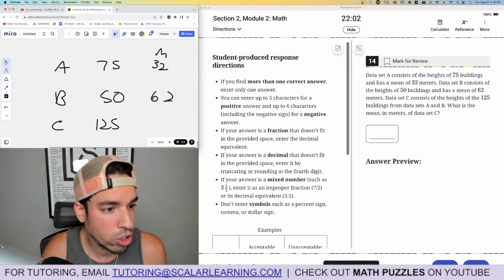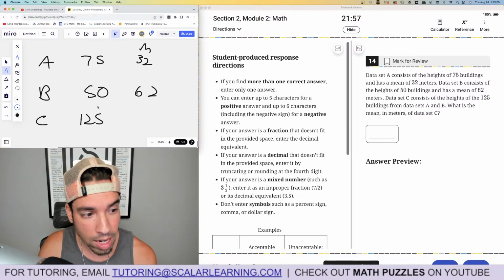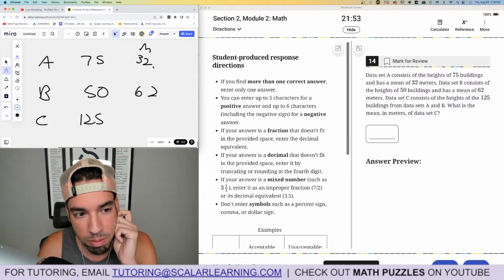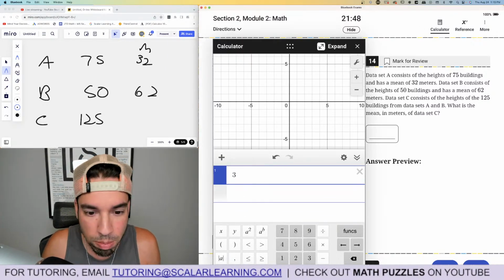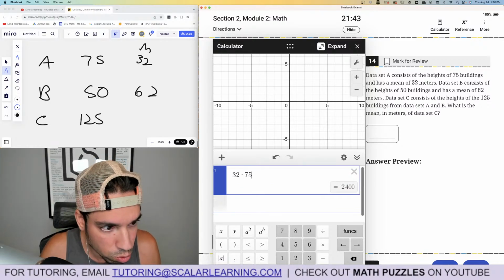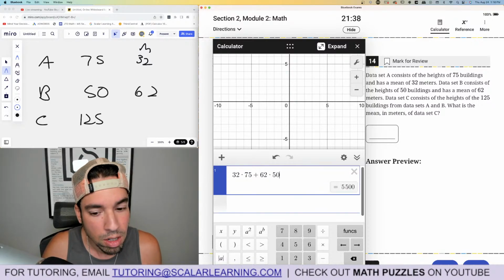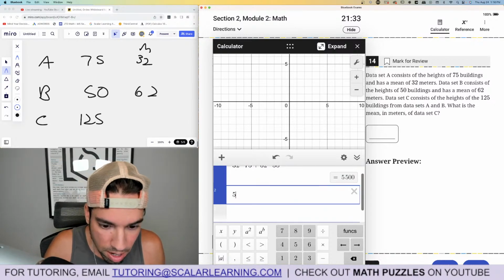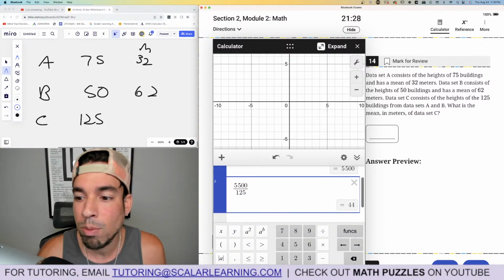Okay, so this is actually a cool question. The way you can do this is if we know the totals, we can just add them together and divide by 125. I can get the totals without the numbers as long as I know the mean, because I can take that mean 32 and multiply it by the number of buildings. So it's 32 times 75, that's the sum for group A. And for the second one, 62 times 50, again the mean times the number. Now we have a total of 5,500 for all 125. To get the mean, we do that total divided by 125, and we get 44.